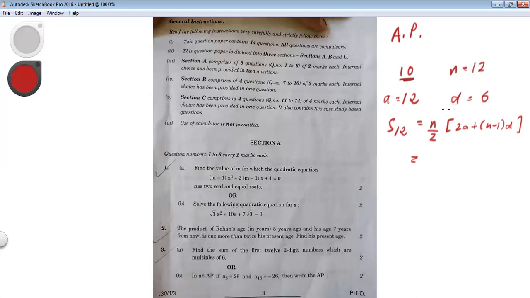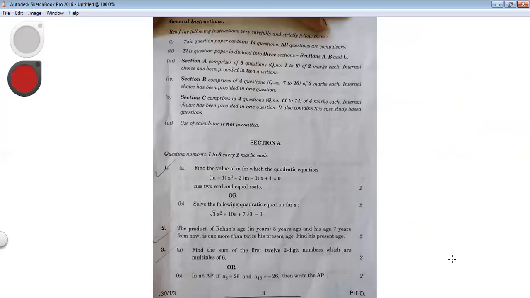First 12 two-digit numbers, they're telling us. So 12 by 2 is 6 times 2A. 2A means 12 into 2, which is 24, plus n minus 1. 12 minus 1 is 11, 11 into D, which is 6. 11 into 6 is 66. So 24 plus 66 is how much? That's 90, right? 6 into 90 is 540. I hope you found this answer.